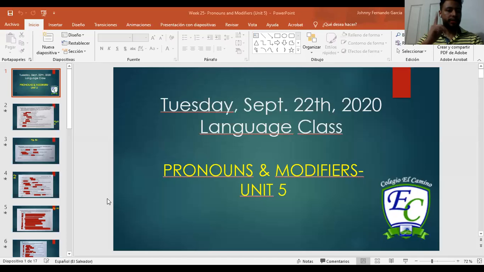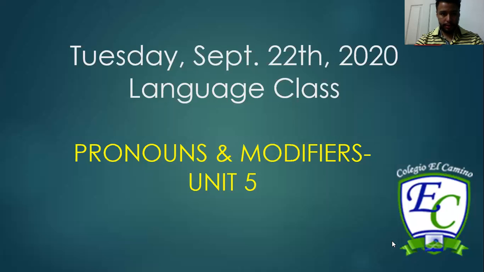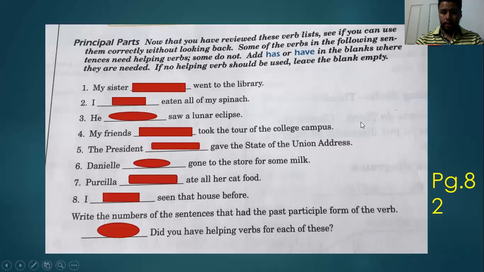Last class we saw until page, if I'm not wrong, page, let me tell you, wait. Okay, today we're going to complete the pronouns part and the modifiers. We're going to introduce the new unit, which is unit 5. All right, so last class we stopped here, right? Last class we stopped here.